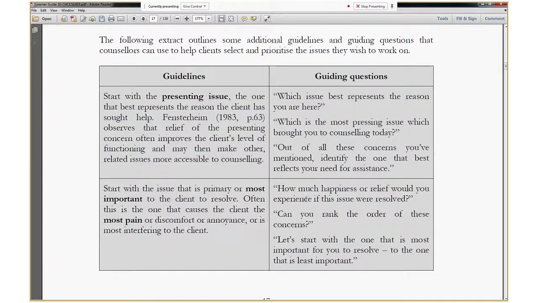So have a read through that, because once the client is telling their story, ultimately you want to get to a point where you can say, okay, which one would you like to work on first? Out of all the problems that we've discussed, which one is the most pressing? Which one is the one that influences you most? Or which problem is the one that, once resolved, would bring you the greatest amount of relief? That's the one you want to start working on, and that's a question you want to start asking them as well, which will be in the guiding questions too.